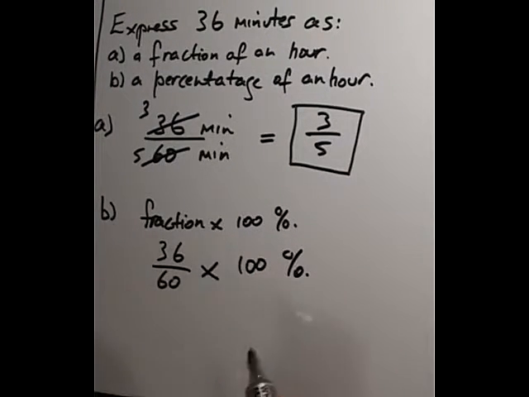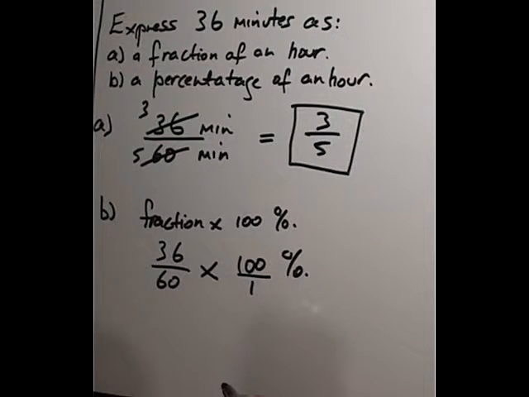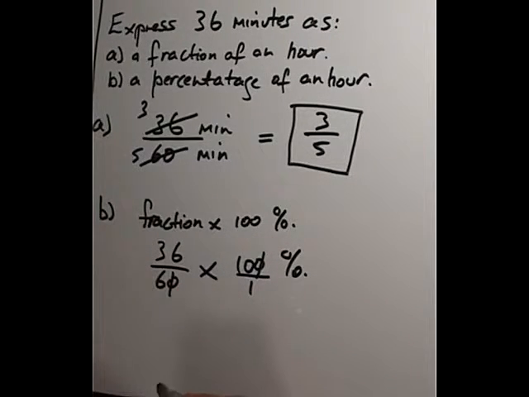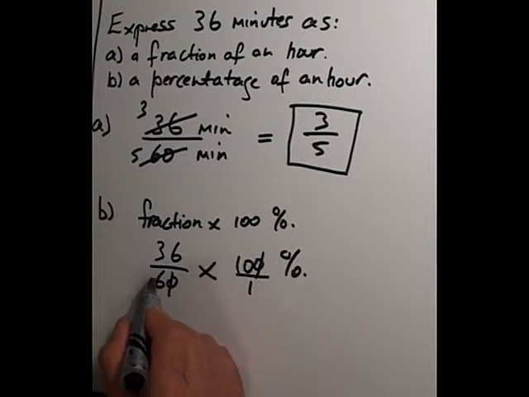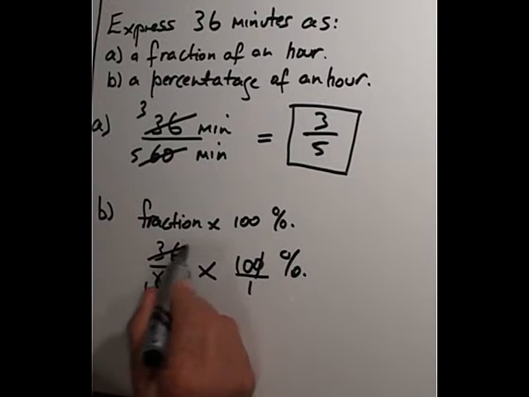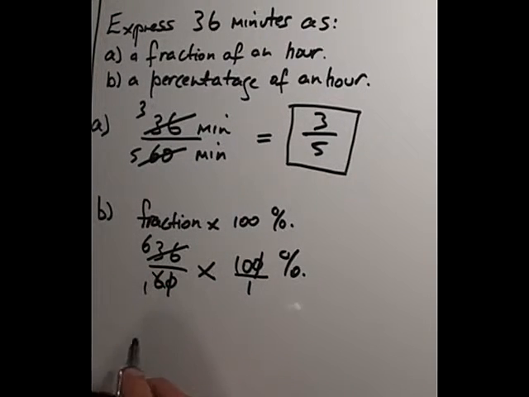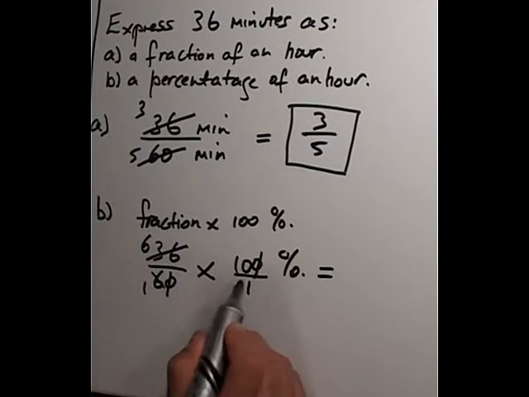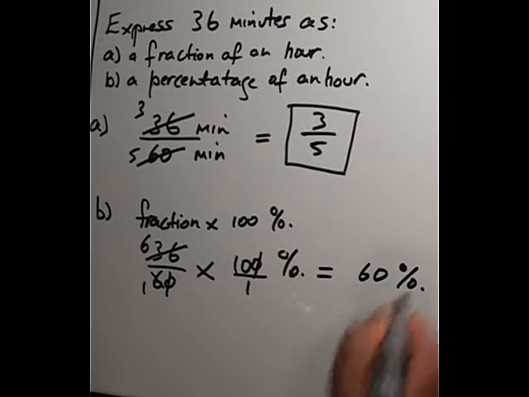I've got to now simplify this if I'm going to get a percentage. So now let's put 100 over 1. Let's start simplifying. I can cancel this 0 with this 0 here. 6 goes into 6 once. 6 into 36 goes 6 times. I've got 1s on the bottom. Now I can just multiply this through. 6 times 10 is going to be 60. And that is my answer.